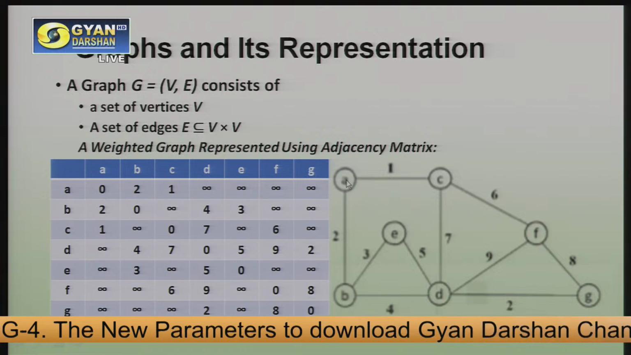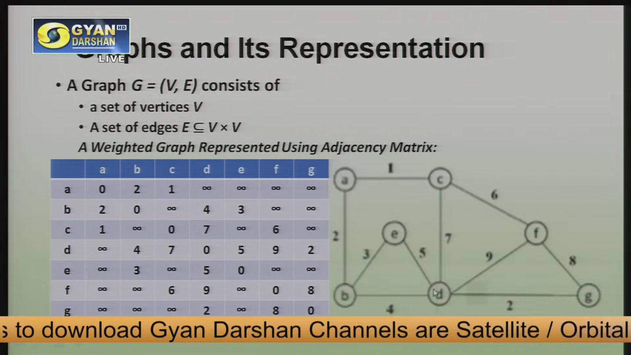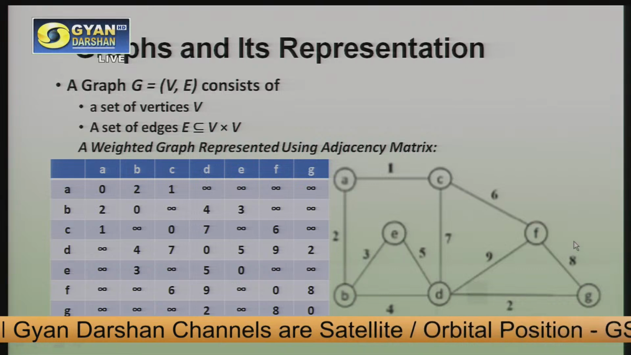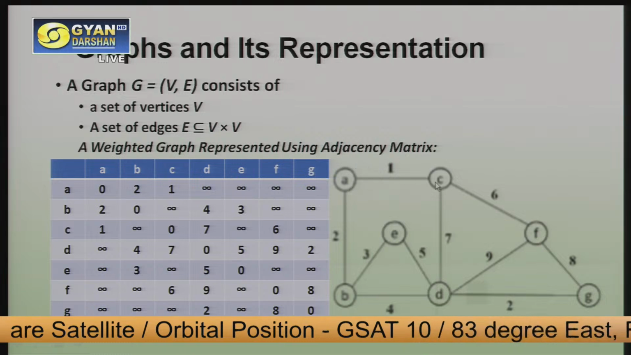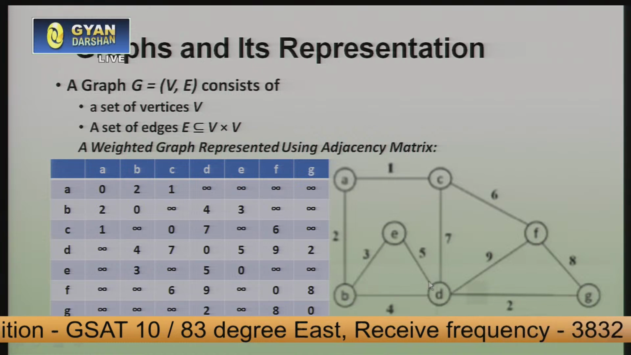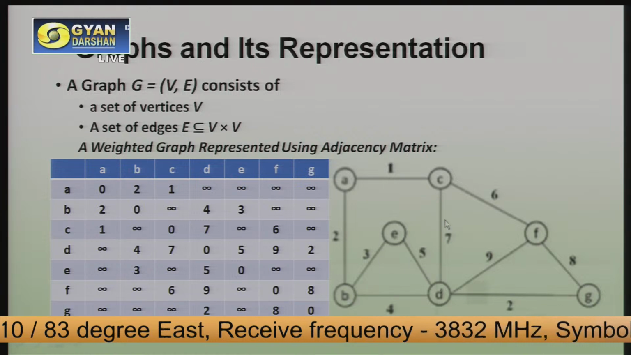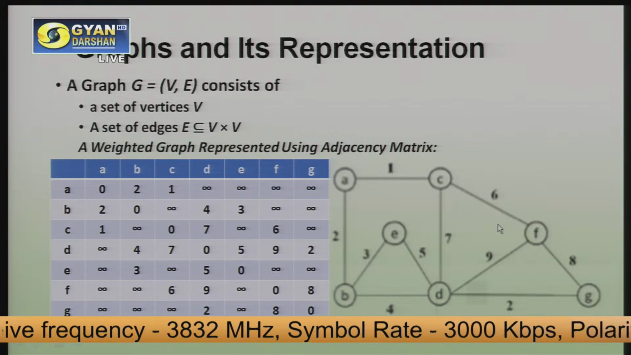Okay, so now let's look at how this graph is represented. A, B, C, D, E, F and G are the nodes of the graph, and AB, AC, then BE, then DE, DC, CD, all these are the edges of the graph.